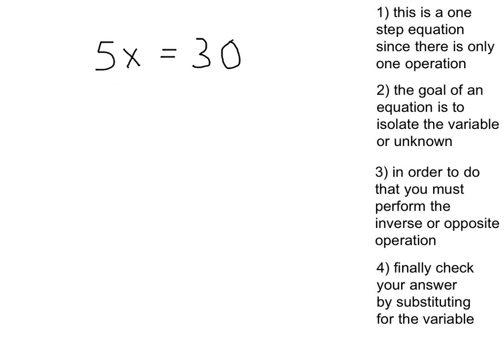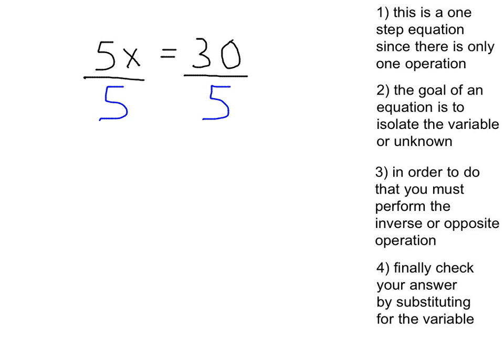Now, in order to get the variable by itself, to get x equals some number, we must do the inverse or opposite operation. So again, instead of multiplying by 5, we are going to do the opposite. We are simply just going to divide by 5. Now remember, you have to do that to both sides of the equation.